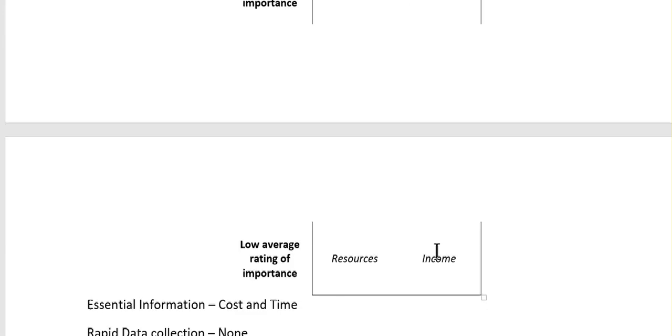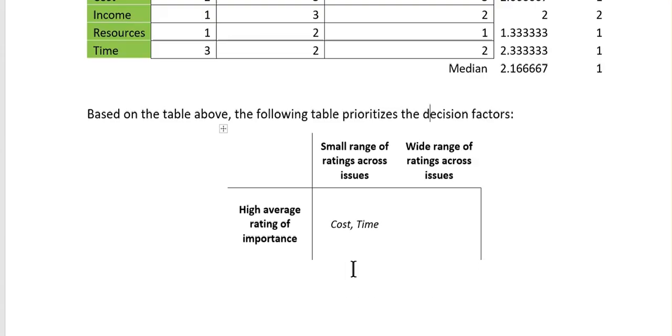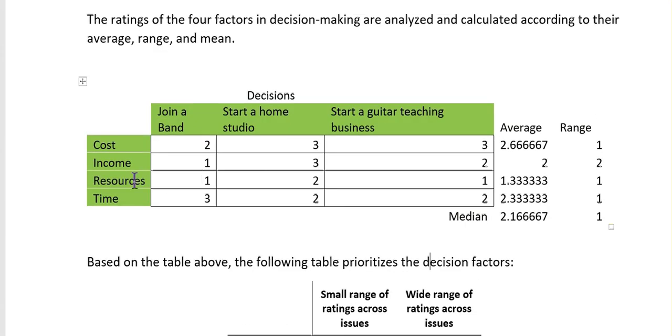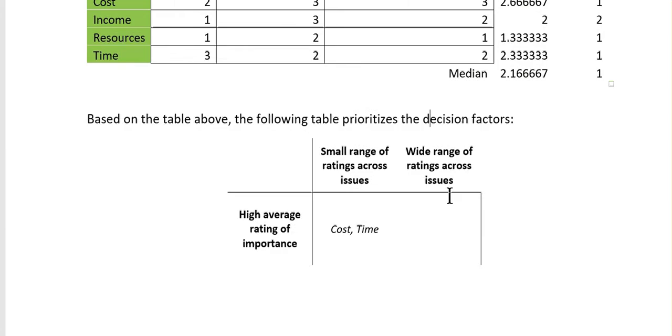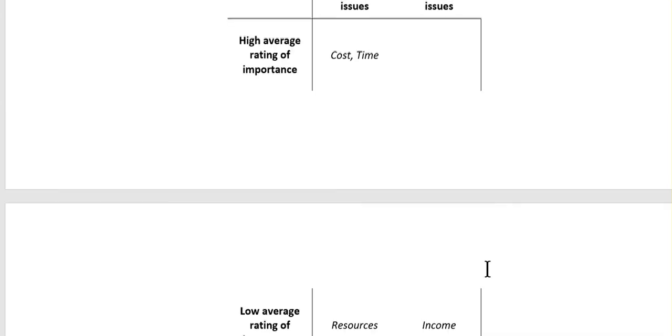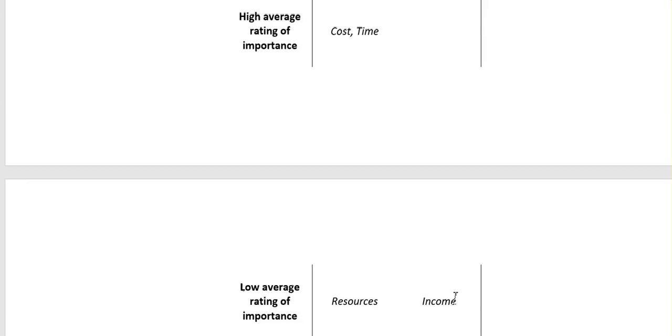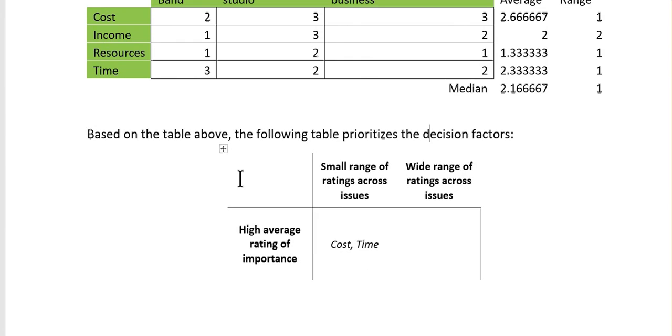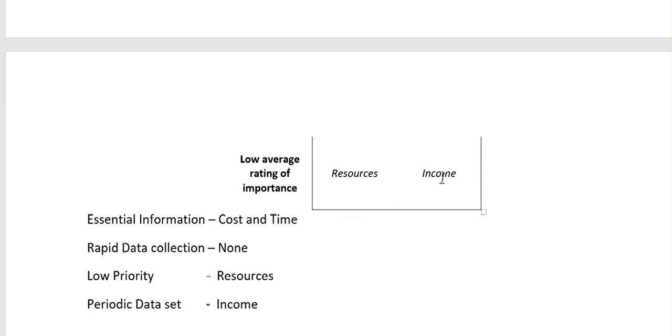So now going under low average rating, resources. The average must be lower than the median, which it is. And the range is less than or equal to, so it will fall under lower average rating of importance. The wide range of importance, income. So income is lower than the median, but the range is higher, so it will fall under here.